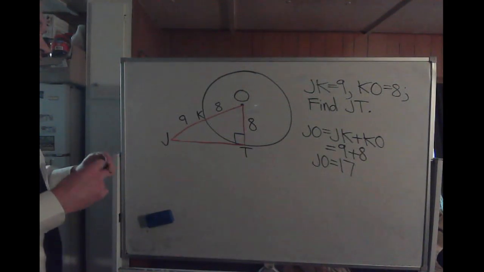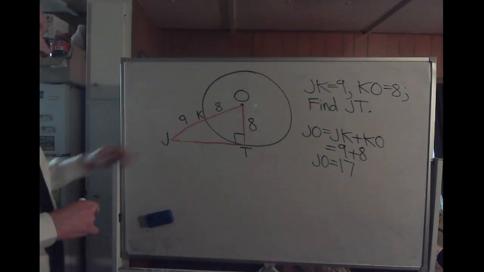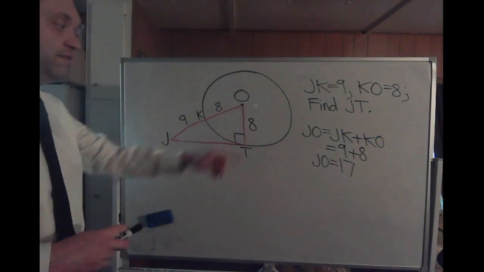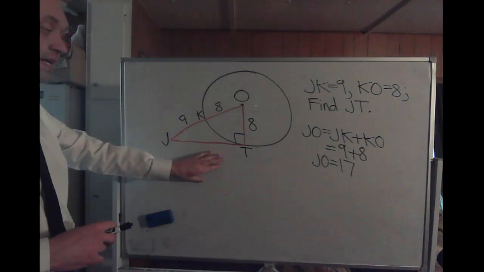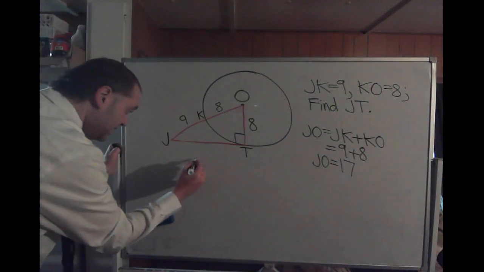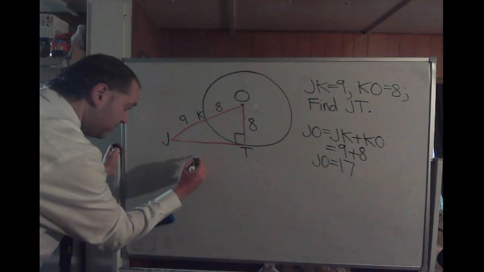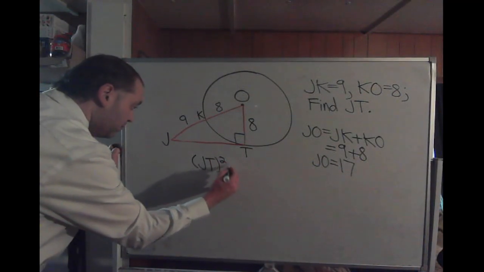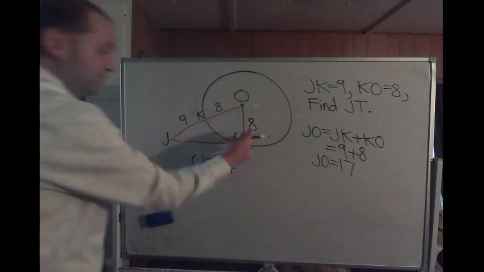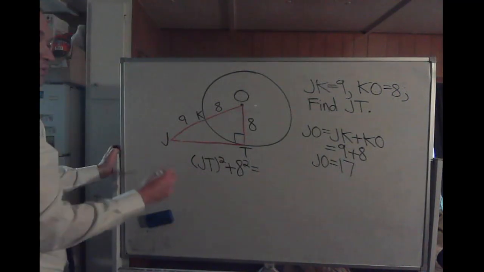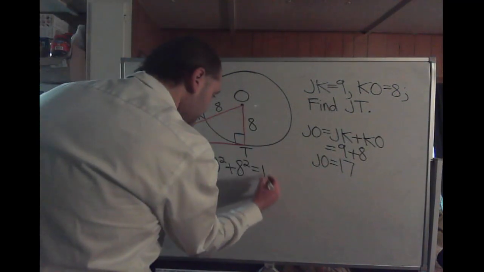So now we have a right triangle where the hypotenuse has a length of 17 and one leg has a length of 8. We need to find the length of the other leg, which is the tangent line. So now set up the Pythagorean theorem. Take your JT to the second power plus the length of this leg, 8 to the second power, which would equal the length of your hypotenuse JO to the second power.